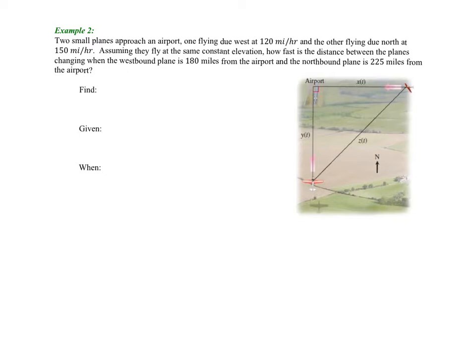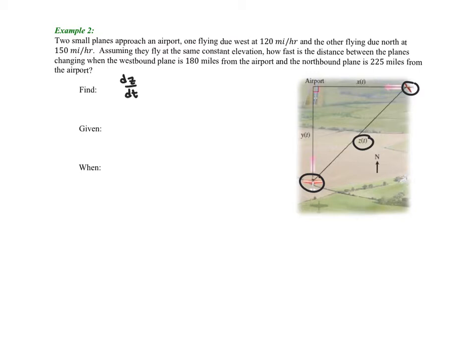Two small planes approach an airport, one flying due west at 120 miles an hour. Here's that one. And the other flying due north at 150 miles an hour. Assuming they fly at the same constant elevation, how fast is the distance between them changing when the westbound plane is 180 miles from the airport and the northbound plane is 225 miles from the airport? So we want to find dz/dt.